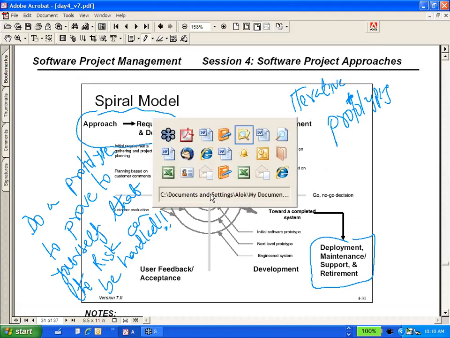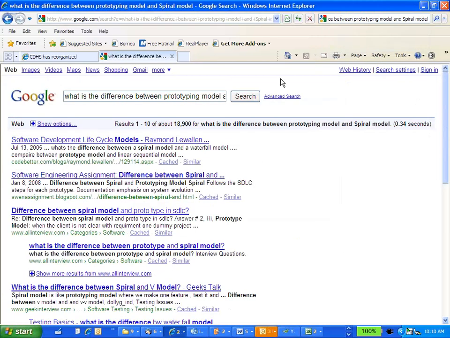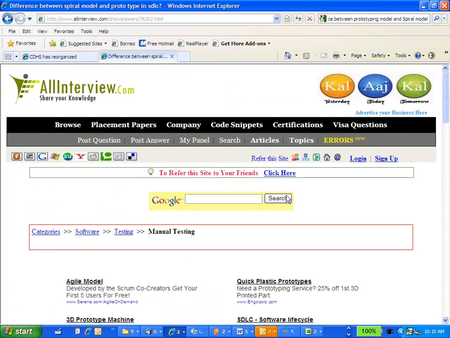Yeah, apparently I don't know, spiral is more time consuming than prototyping. Yeah, exactly. When I don't give you a convincing answer, then you should go to Google and say, what is the difference between prototyping model and spiral model? Let's see if the internet says anything about it. There you go. Somebody else had the same question as you.